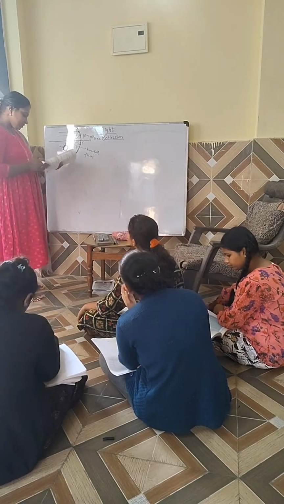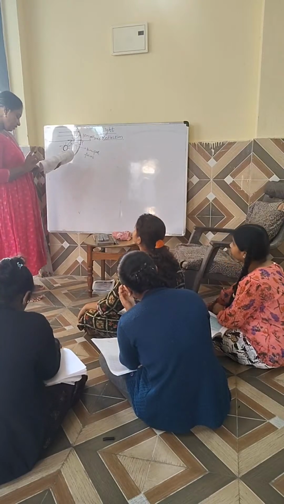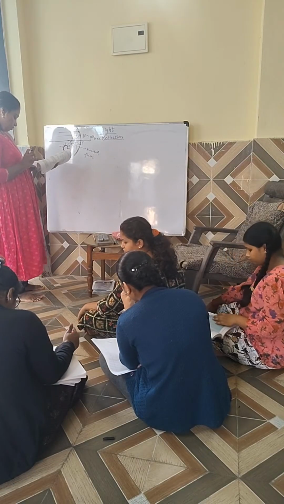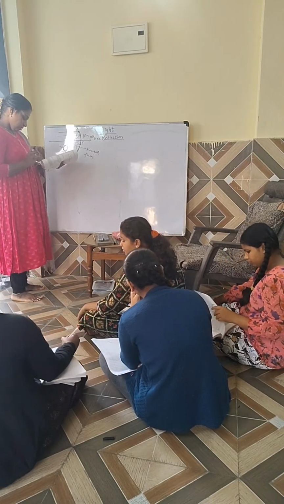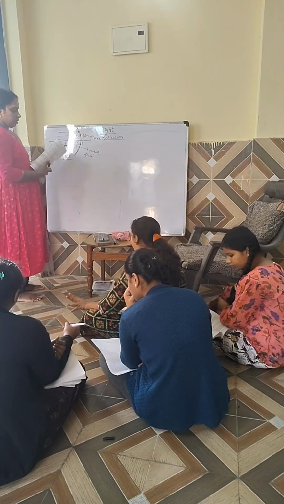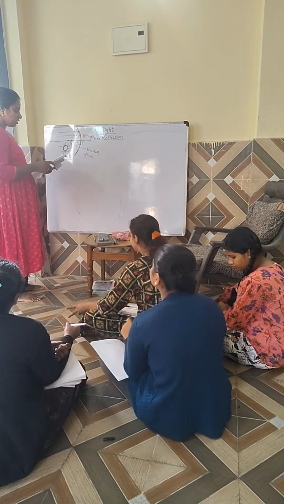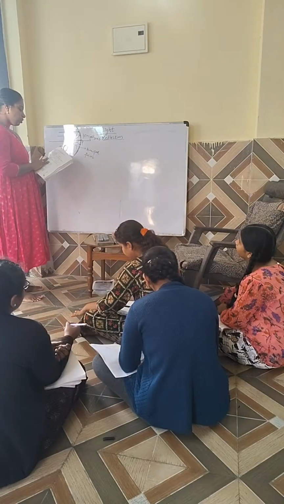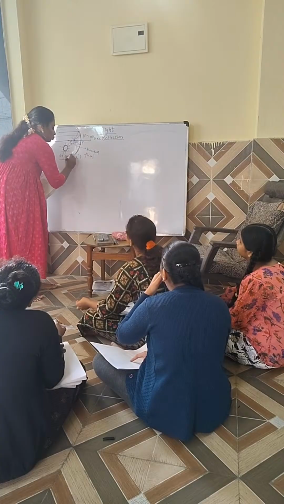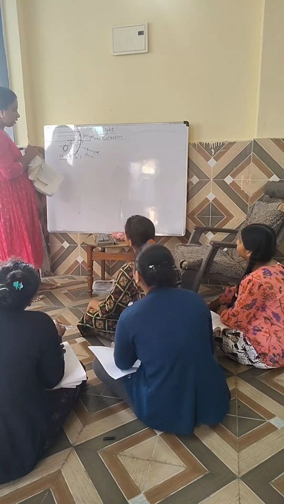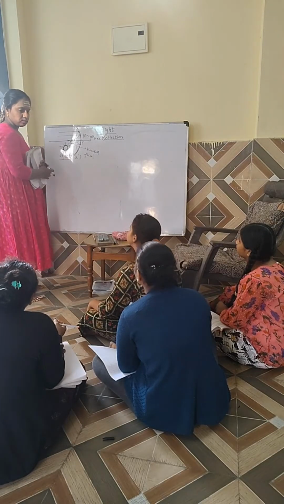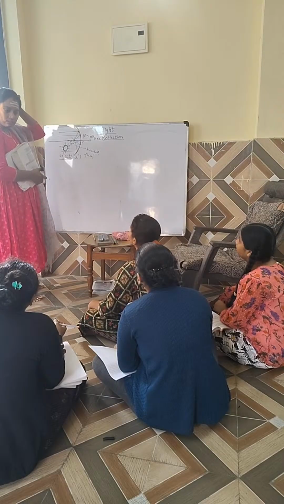What is object distance? The object is always placed like that. The distance of the object from its pole is called object distance. We are denoting it with U. Are you clear with the object distance? What is object distance?